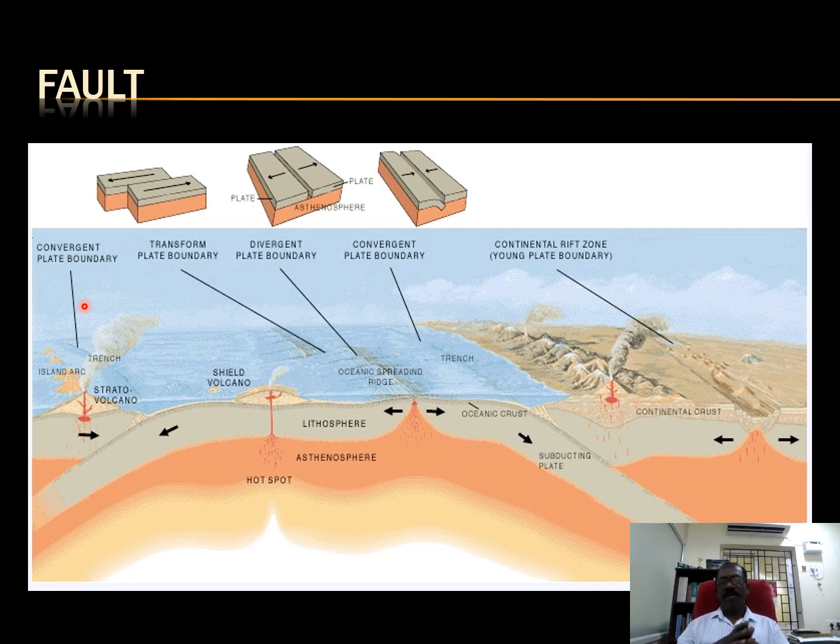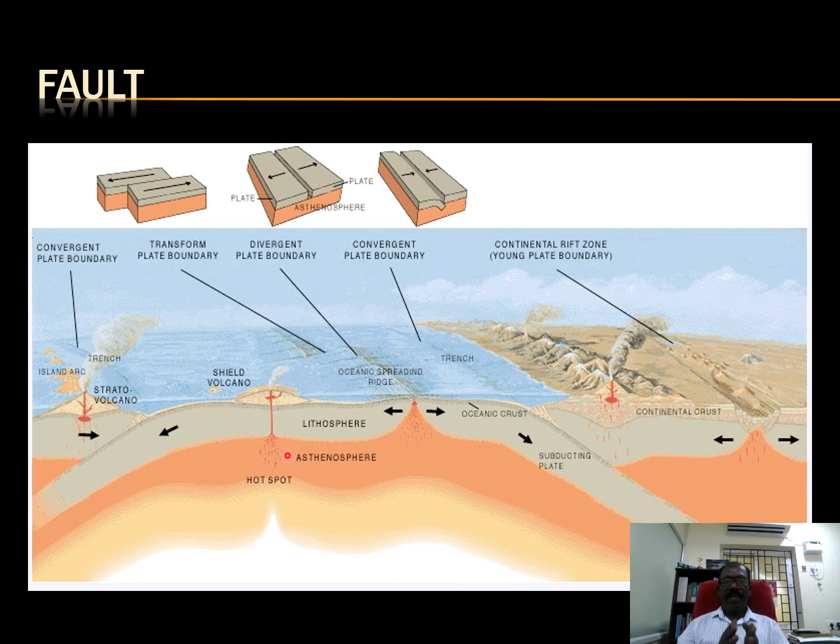How is it happening? See, if you look at this map, you can see how these faults occur when two plates are moving apart from each other. The middle portion may get broken.